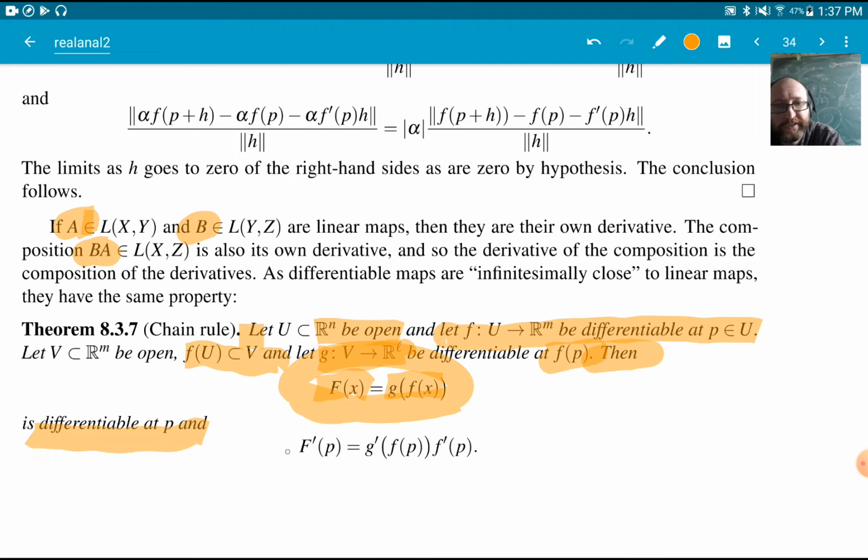And its derivative is the composition of the derivatives. I mean, the derivative of capital F at P is the derivative of g composed with the derivative of f. Now, these have to be applied at the right points. The derivative of little f clearly has to be looked at P, and the derivative of g makes sense at f(P), so that has to be applied at f(P). But really, F prime is little g prime composed with little f prime. That's really what we're saying here.